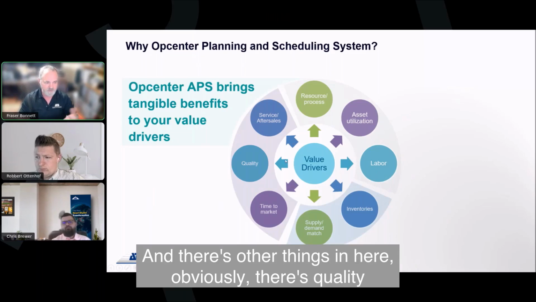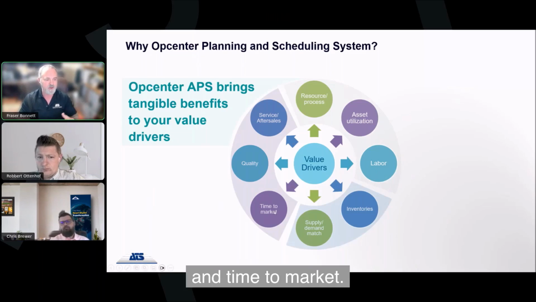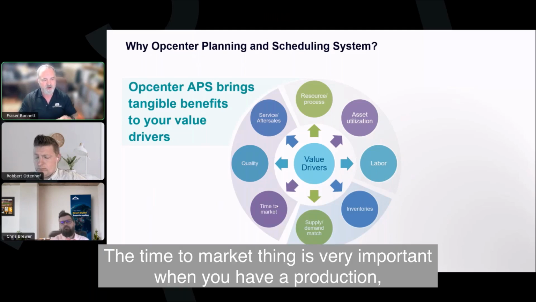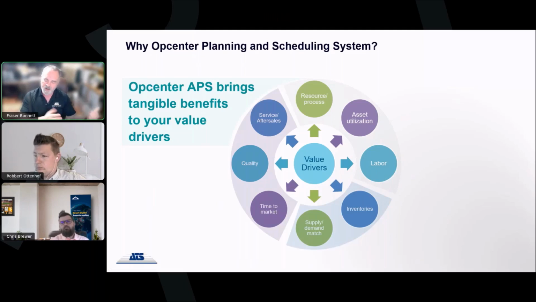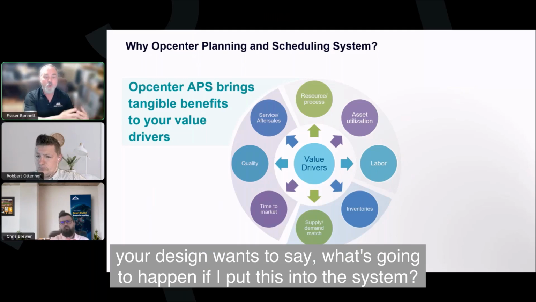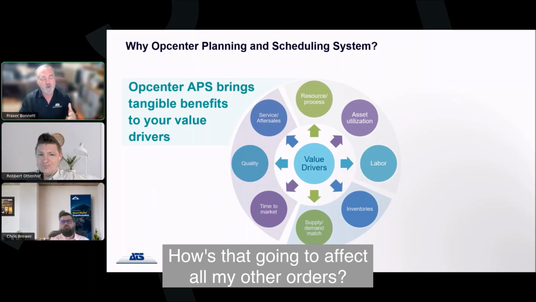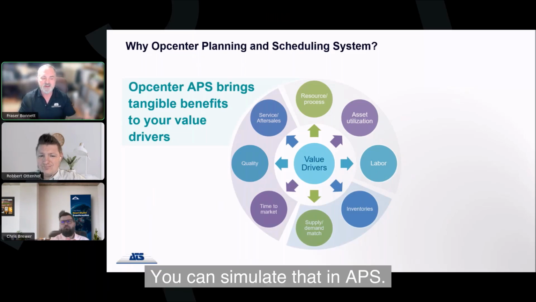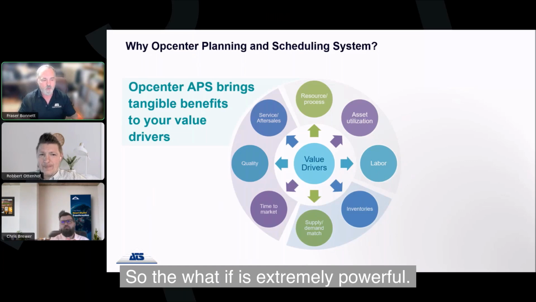And there's other things in here, obviously, there's quality and time to market. The time to market thing is very important when you have a production. Your design wants to say, what's going to happen if I put this into the system? How's that going to affect all my other orders? You can simulate that in APS. So the what-if is extremely powerful.